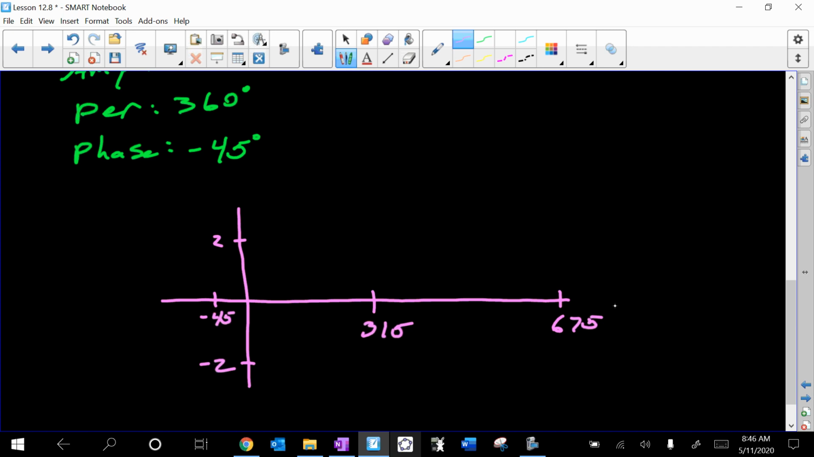For cosine, I like to find the middle where I would reach the bottom at -2. So that is going to be halfway between -45 and 315 degrees. So the easiest way to do that is to take -45 plus 315 and then take that and divide it by 2, which would get you 135 degrees. Do the same thing over here to find the bottom. I'm going to take 315 plus 675 and then divide that by 2, and it will get you 495 degrees.